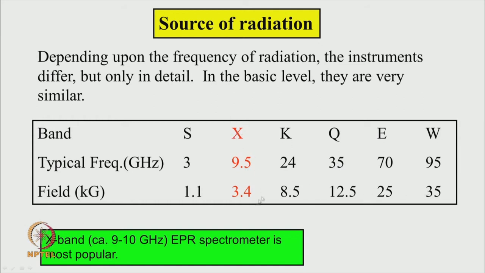X band is most popular, Q band is also popular, which works around 35 gigahertz microwave frequency and requires a magnetic field of 12 kilogauss. Even W band is also available, where the microwave frequency goes up to 95 gigahertz and works around 35 kilogauss of magnetic field. Once again, X band is the most popular frequency.